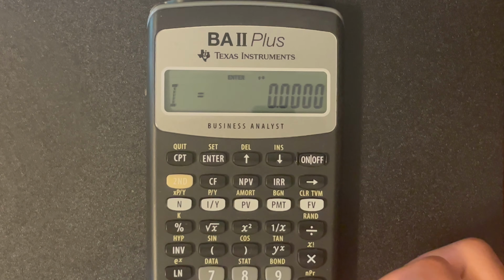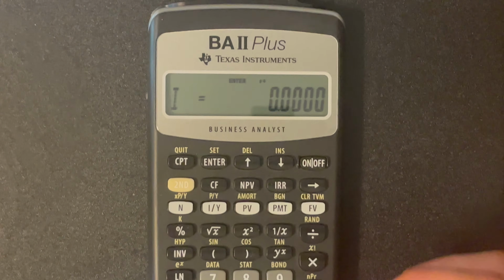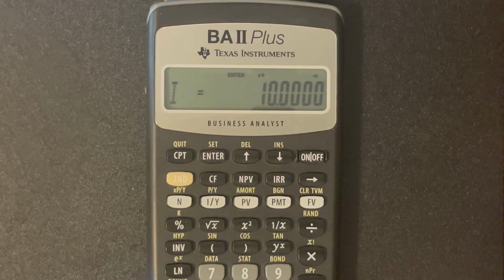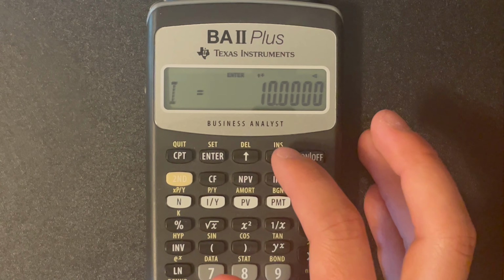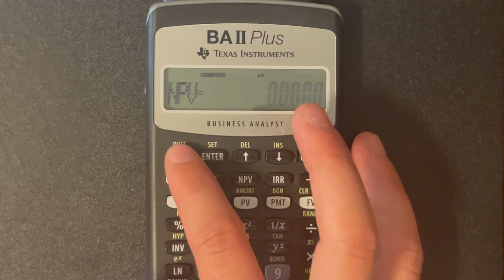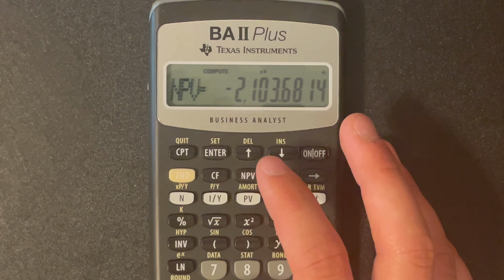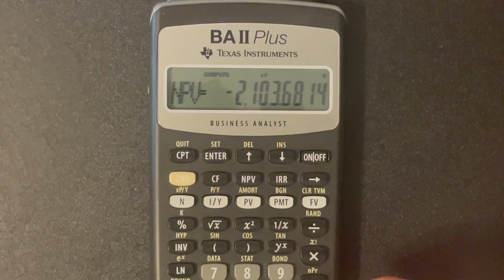We hit NPV. We have to set our interest rate, the discount rate, which was 10%. We type it in as a whole number. I equals 10. Down NPV, compute. We get negative $2,103.68. This is the most accurate answer.